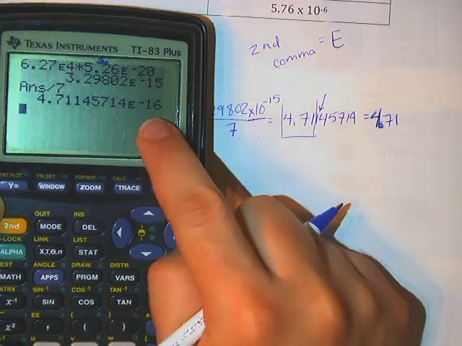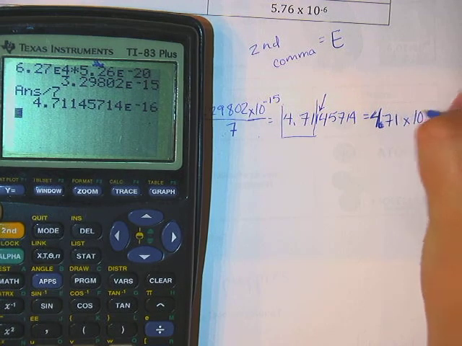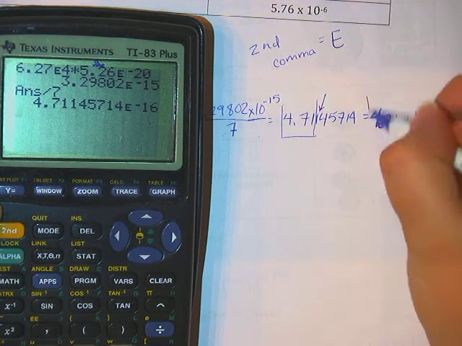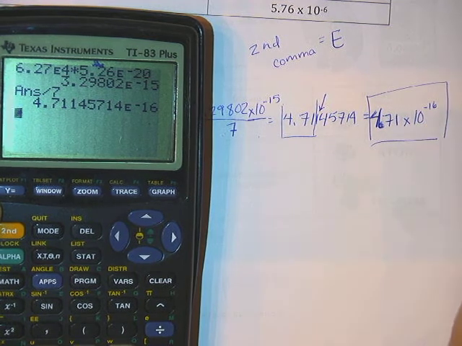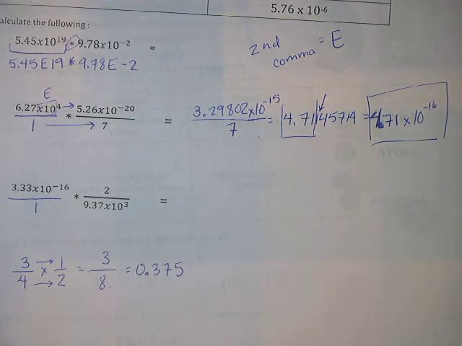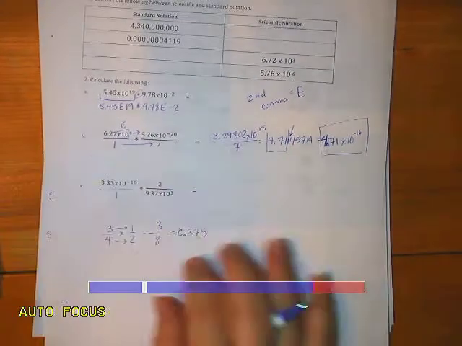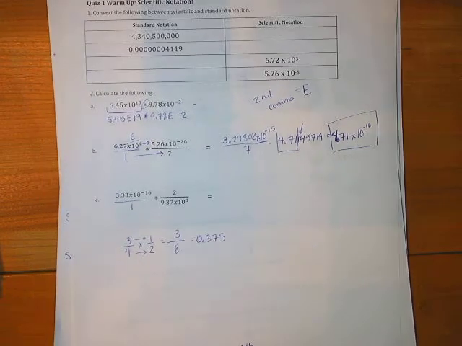And don't forget to look at the end of your calculator. E negative 16 means you have to write times 10 to the negative 16 at the end to make sure it's still scientific notation. Okay, so having gone through that, go ahead and finish this warm-up, pause the video, finish the warm-up, and then come back and I'll go over the rest.